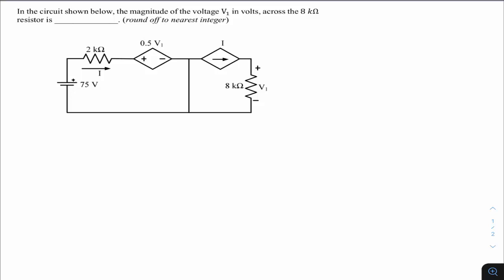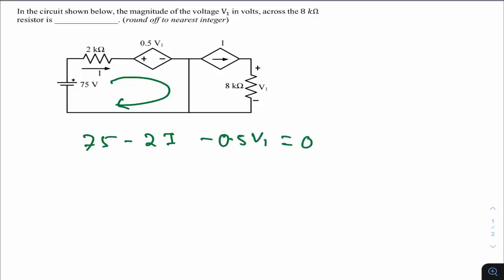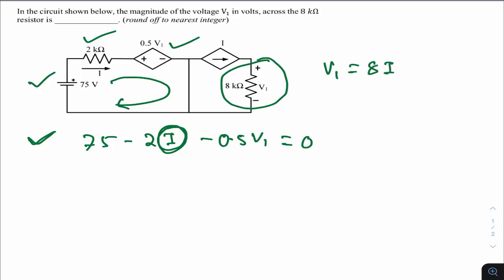So let me write a KVL equation in this particular mesh. If I do that, what will I get? 75 minus 2i minus 0.5 V1 equals 0, right? What I need is V1, right? So in this equation, to get V1, I need to express this I in terms of V1. If you observe this particular segment, I can say V1 is equal to 8I, because this current I is flowing through this segment. So V1 is equal to 8 into I. So I is equal to V1 by 8.